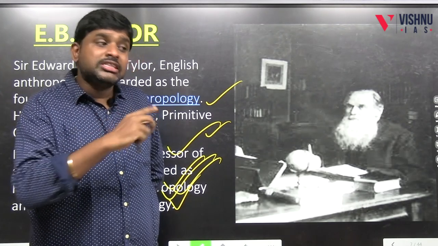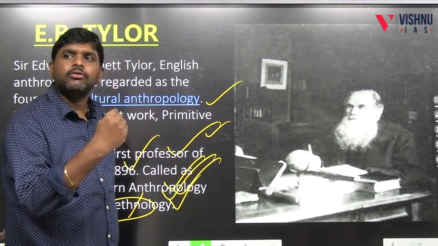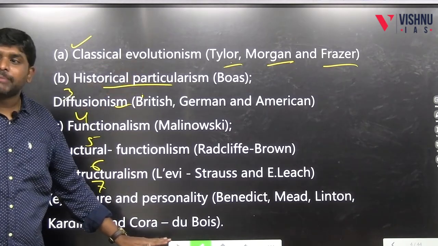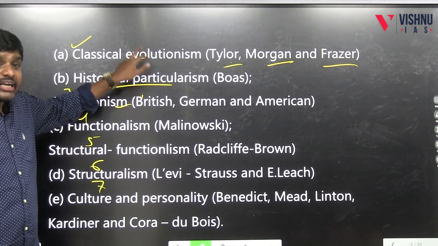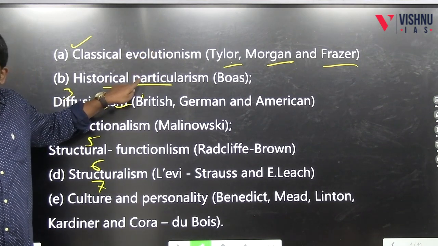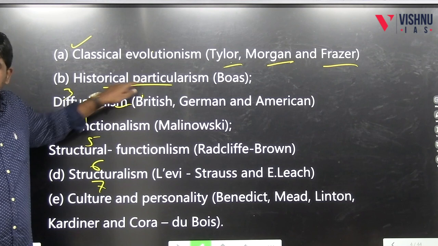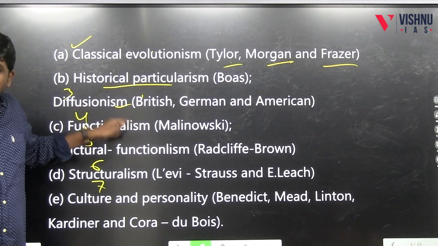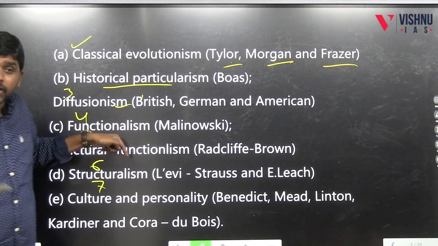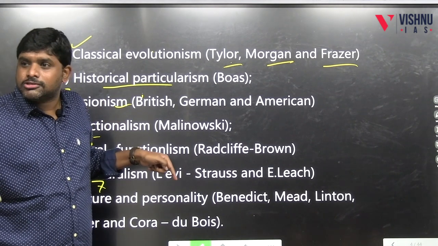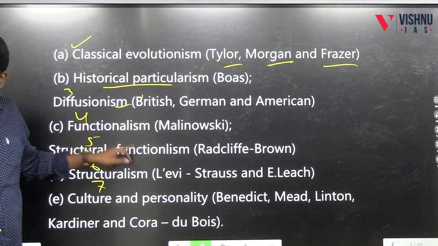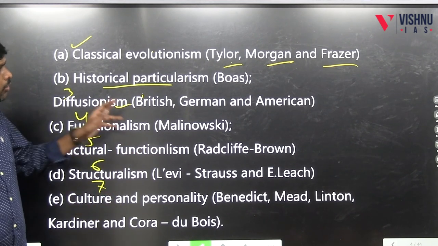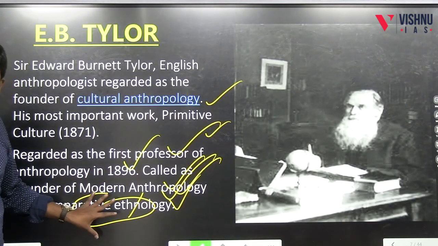Why am I telling this now? Because all these schools will have criticism. Understand this. These schools are in an evolutionary pattern. The first school is criticized. Then this school came, and again it got criticized. This school came, again it got criticized. This school came, again it got criticized. This school came. So, it is the evolution of schools. For the criticism, they gave another concept. So, here his concept is what?